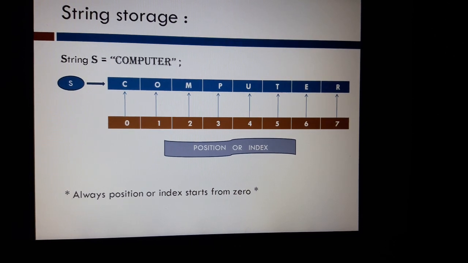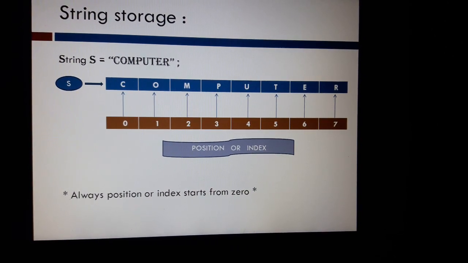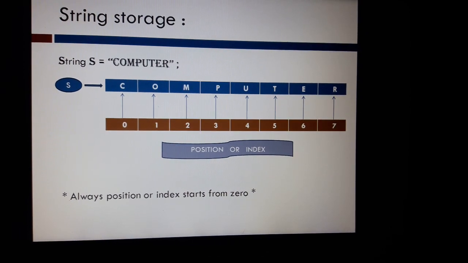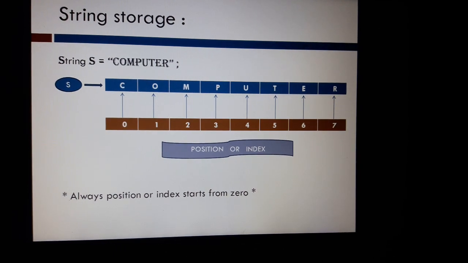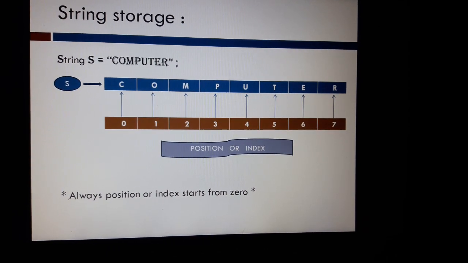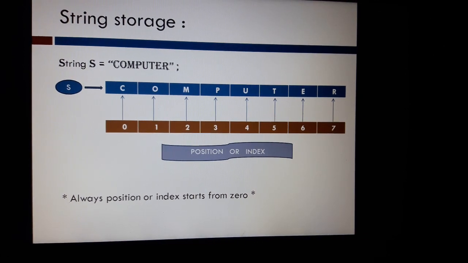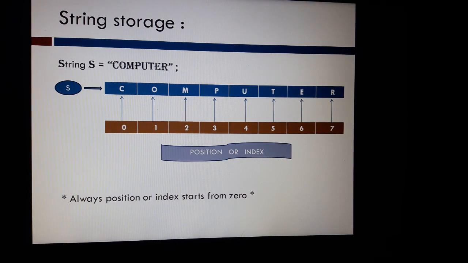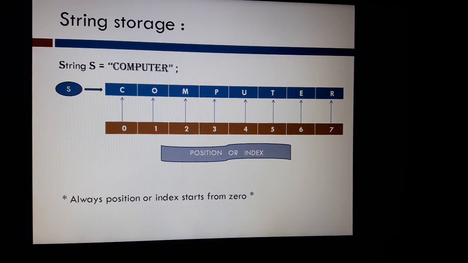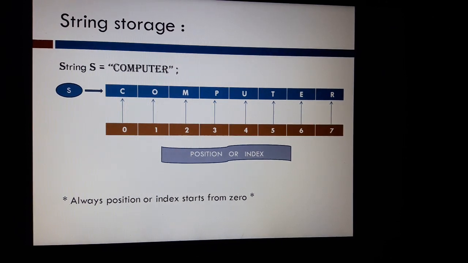The first character is in the first position, means 0th position, and the last character should be in the length minus 1 position. Computer contains 8 characters, means the length of computer is 8, and the last character exists in the length minus 1 position, that is 8 minus 1, that is 7. The 7th position. The last character exists in the 7th position, means R exists in the 7th position.